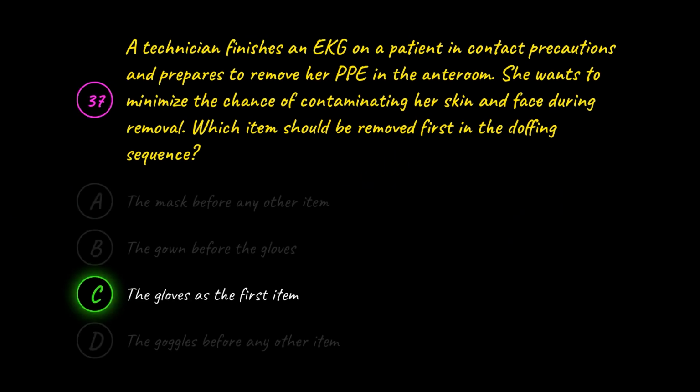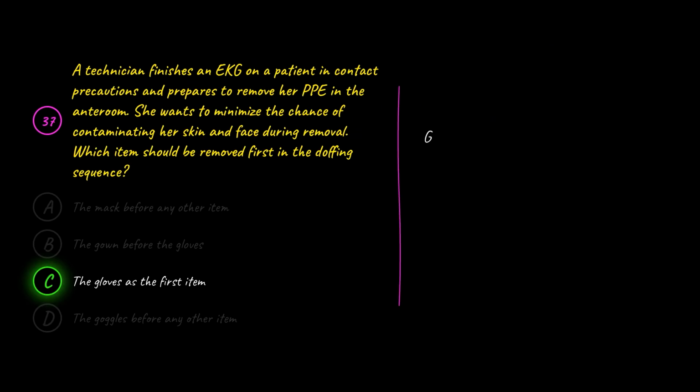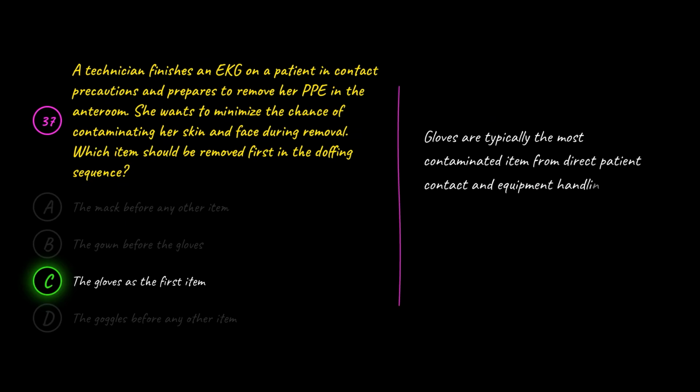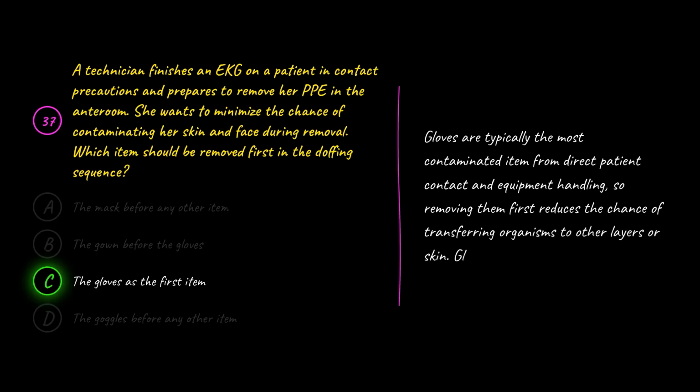The correct answer is C, the gloves as the first item. C is correct because gloves are typically the most contaminated item from direct patient contact and equipment handling. So removing them first reduces the chance of transferring organisms to other layers or skin. Glove removal uses a glove-to-glove and skin-to-skin technique.